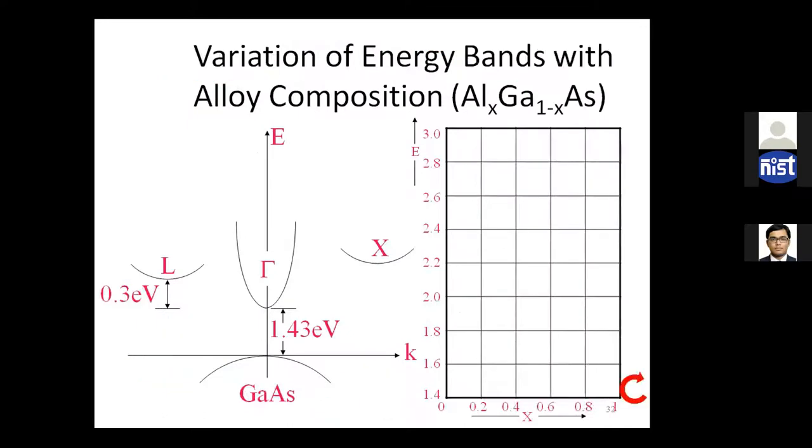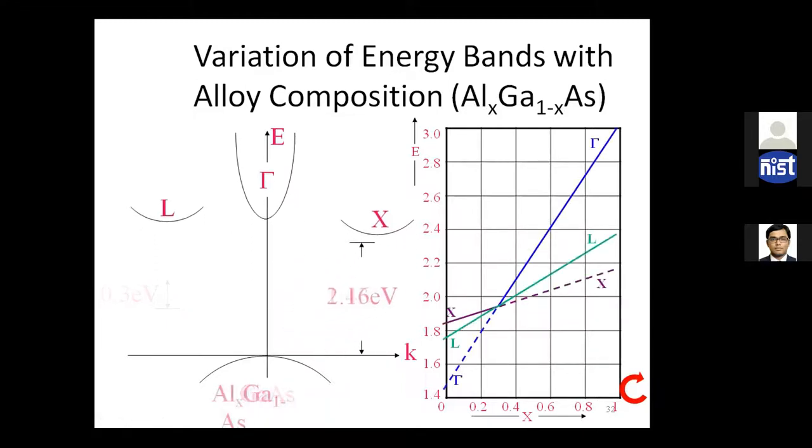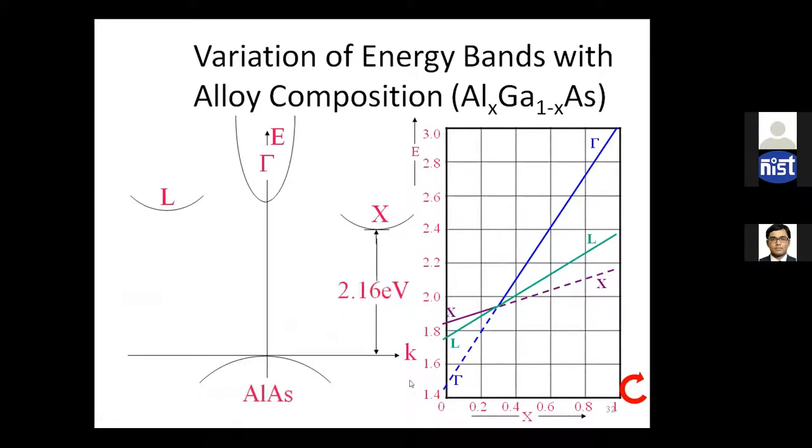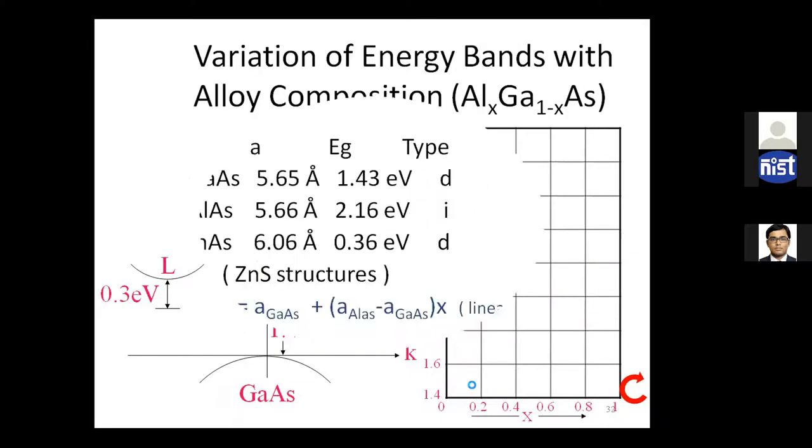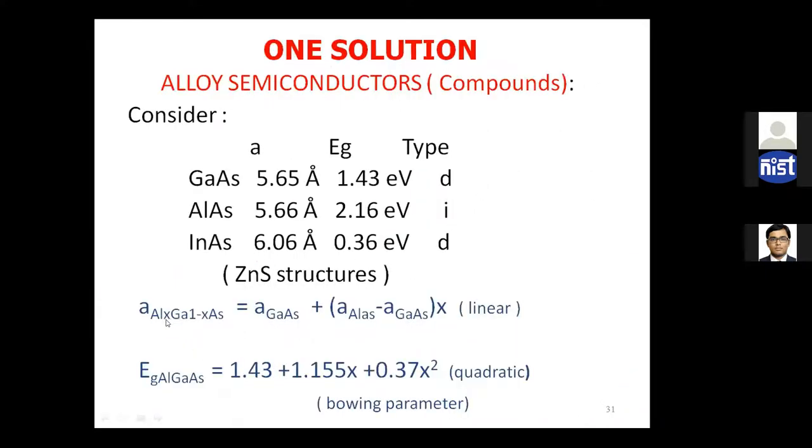See how we can change it. This is gallium arsenide. At the gamma point, the band gap is 1.43 eV, and the L value is 0.3 eV higher. Now we want to make aluminum gallium arsenide and change the band gap. As x increases, as per the previous mathematical expression, the band gap changes. Initially it is 1.42. When x equals zero, there is no alloy, it is only gallium arsenide, GaAs.